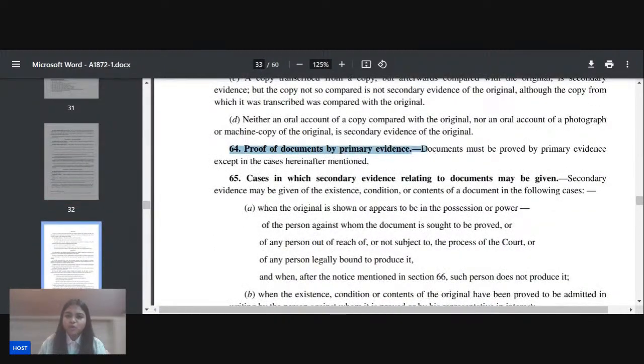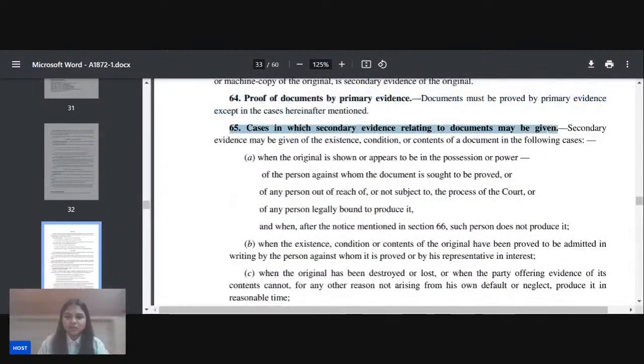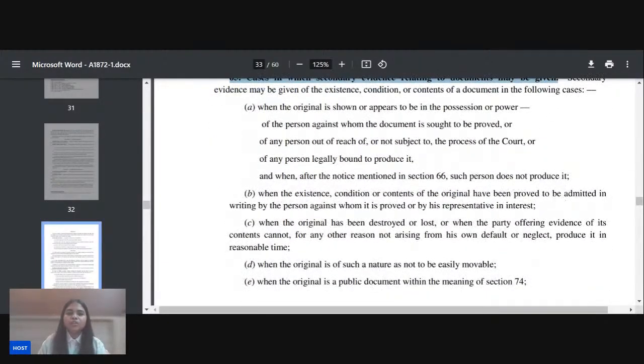How will you prove a document by primary evidence? Documents must be proved by primary evidence only. So first you have to give the original copy only. Section 64 says this. But in some cases you can also give secondary evidence under section 65 if the original is not in the possession or power of the person who wants to prove it, right? These are the reasons.